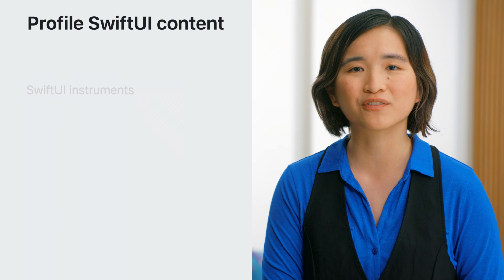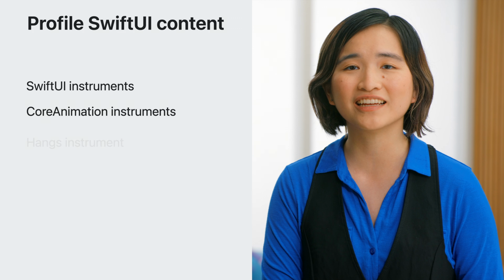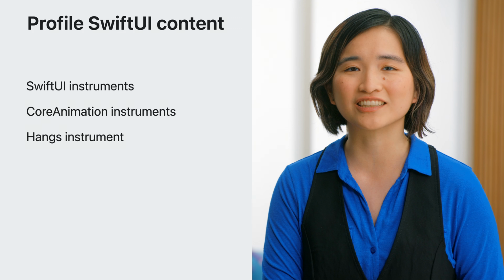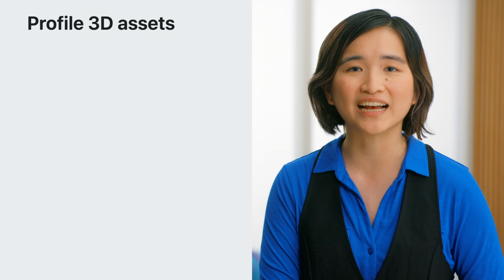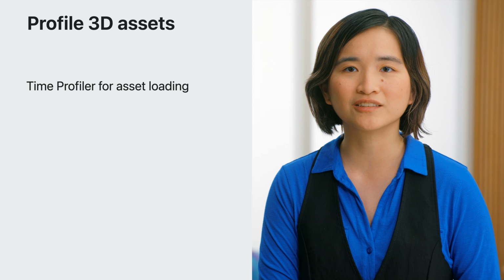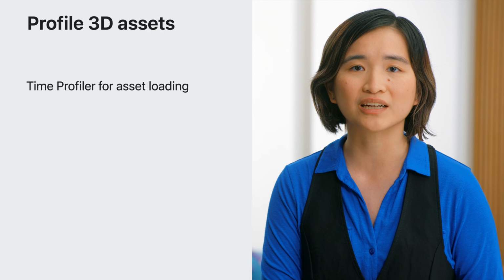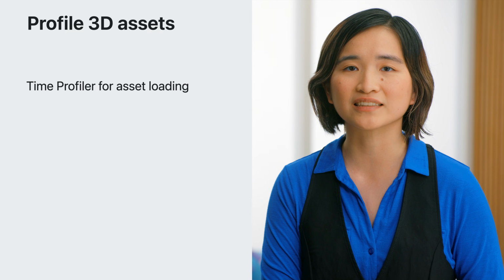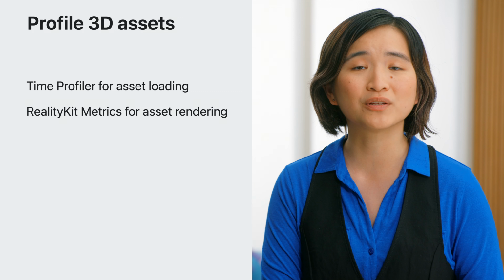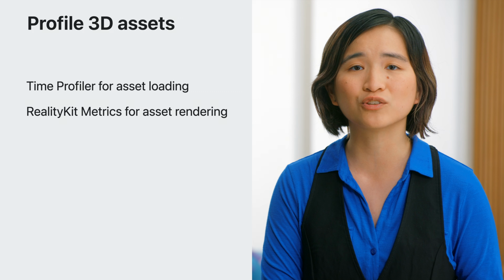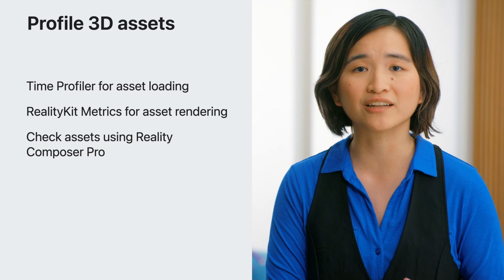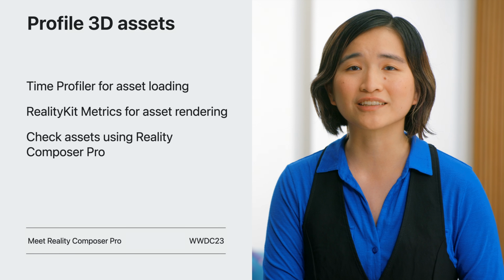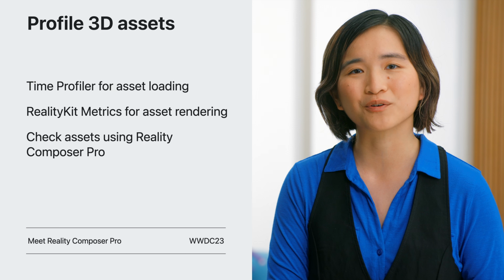For optimizing SwiftUI content, there are domain-specific instruments in the Instruments app for analyzing SwiftUI, Core Animation, and Hangs. You can learn more about the Hangs instrument in the session Analyze Hangs with Instruments. There are also several tools available to optimize your 3D asset-based content. The Time Profiler instrument can help you find areas where your app is taking the most time, such as when a large amount of time is spent loading assets. The RealityKit Metrics instrument can help you diagnose when scenes have too many assets or assets that are too complex. Finally, you can also check the complexity of your assets as you're assembling a scene using Reality Composer Pro. To learn more about Reality Composer Pro, watch the session Meet Reality Composer Pro.